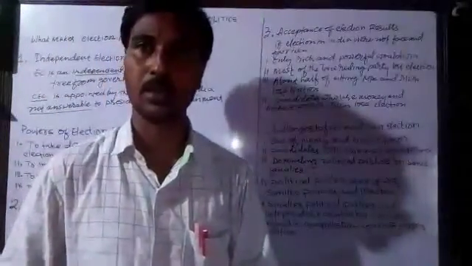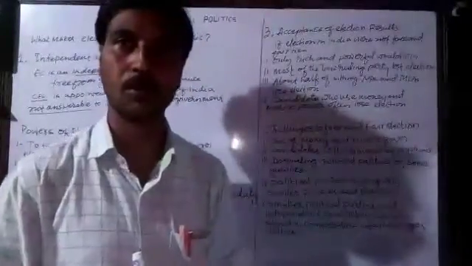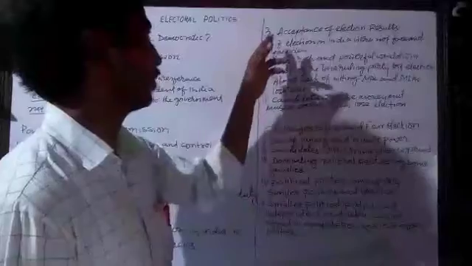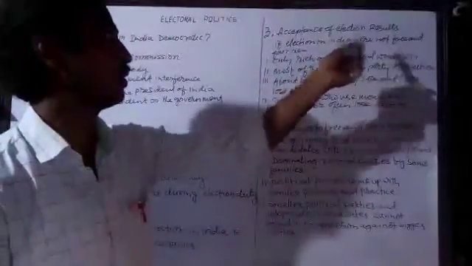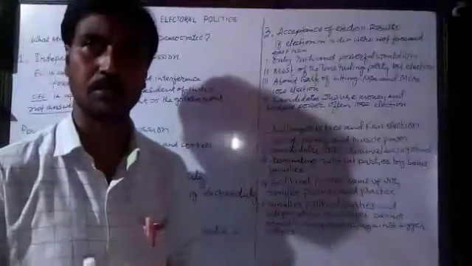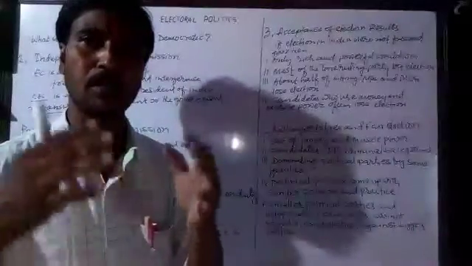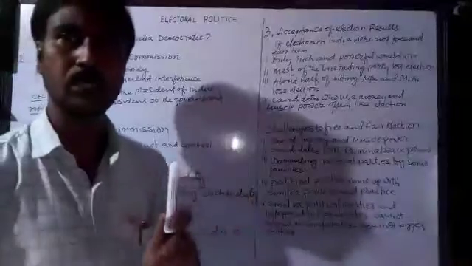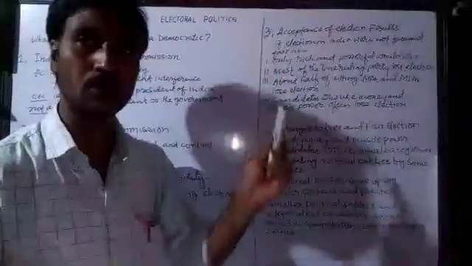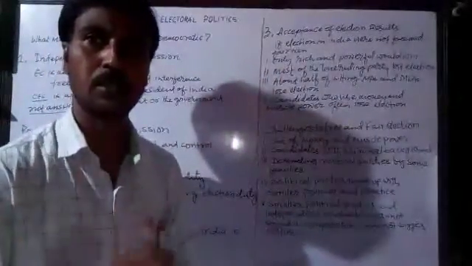Next we see the acceptance of election results. Third number is acceptance of election results. How does this prove that election in India is democratic? First of all, if election in India were not free and fair, then what would happen? Then we would not see these things. If only the people with money and muscle power won the election, then we would not see these things. But we always see these things in election, which also proves that really the election in India is democratic.